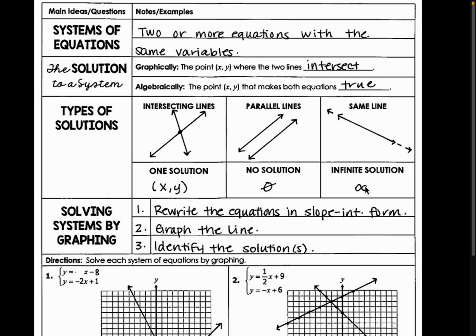And it's like the infinity sign. You've probably seen this as a tattoo before. But these are the 3 types of solutions that we have. So depending on the kind of lines we have, that tells us how many solutions we're going to have. We can have 1 solution, no solution, or many solutions.